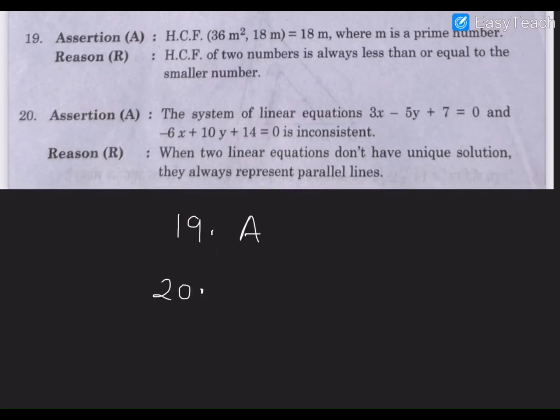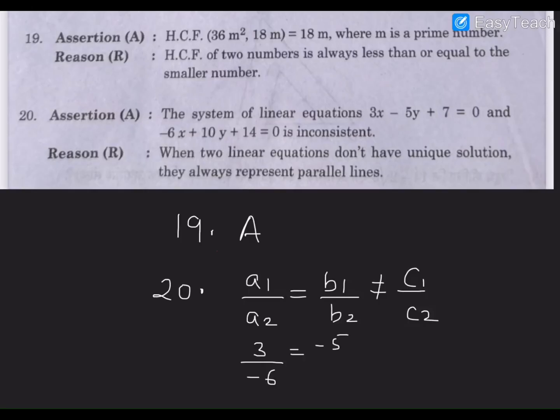20th, the system of linear equations is inconsistent. So for inconsistent, a1 by a2 is equal to b1 by b2 is not equal to c1 by c2, because they are parallel lines if they are inconsistent. So 3 by minus 6 equals minus 5 by 10, which is not equal to 7 by 14, as you can see, it is not equal to 1 by 2. So the assertion is correct. The reason says: when two linear equations don't have a unique solution, they always represent parallel lines. No, they can be coincident also. So the reason is not correct. So for 20, A is true, R is false. So C will be the correct choice.